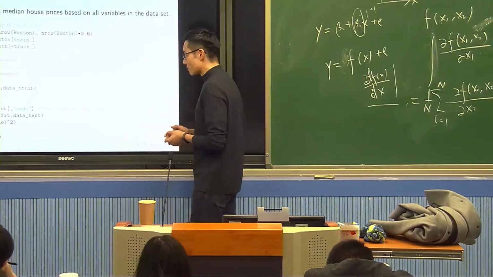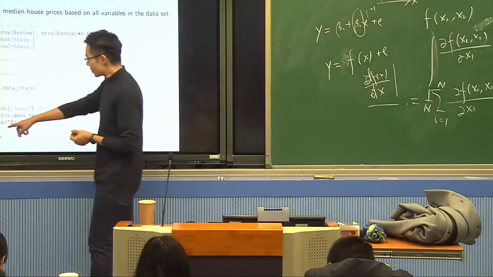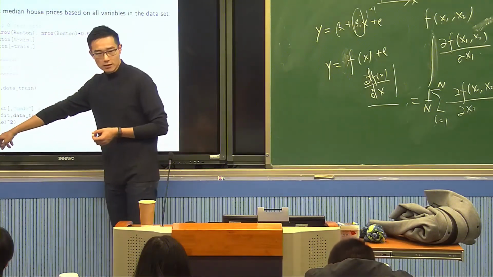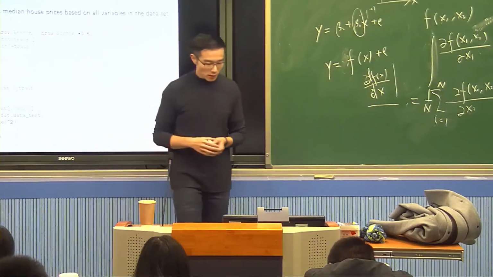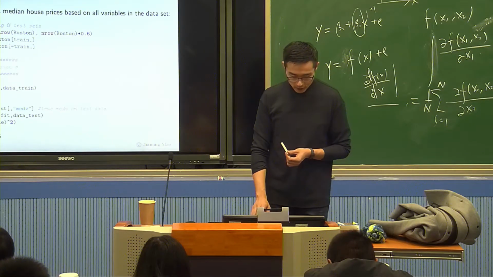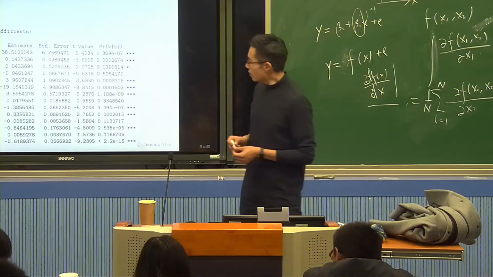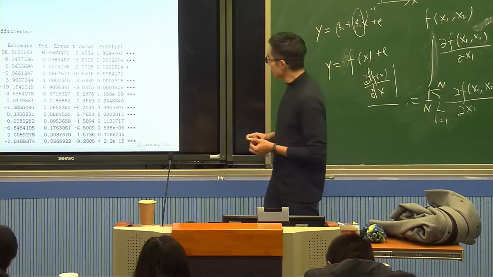Okay, what is my error? How well does linear regression do? Well, linear regression has an error term of 21.89. Okay, so that's the L2 loss error. And these are the variables that linear regression tells us are statistically significant.